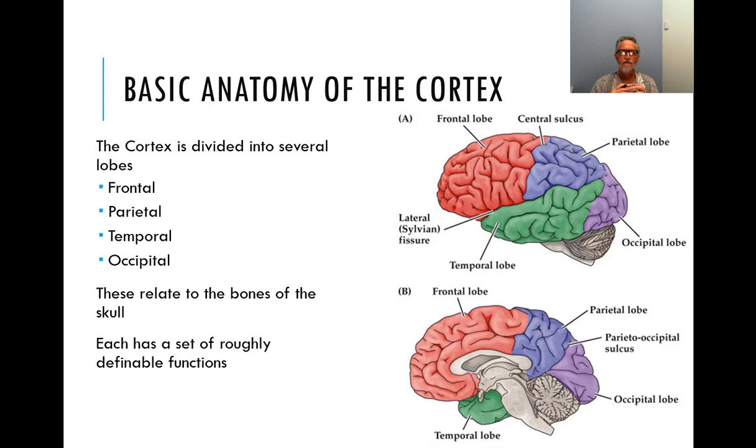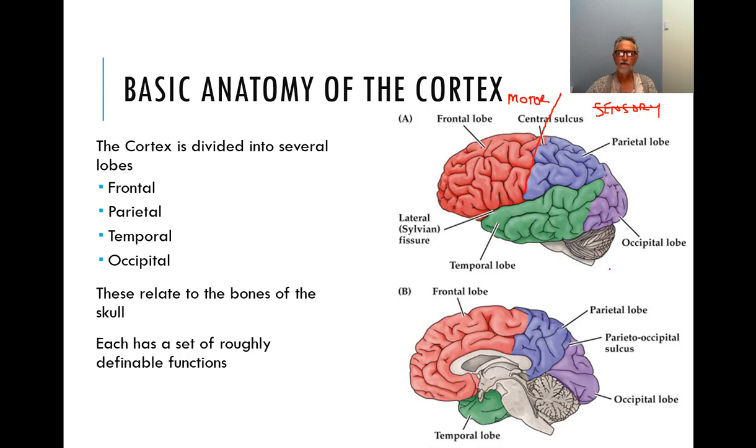Okay, as a preparation for Friday, basic anatomy of the cortex. It's divided into 4 main lobes related to the bones that they're close to. So the frontal lobe, the parietal lobe, the occipital lobe and the temporal lobe. They are generally fairly easy to distinguish. They have fairly definable sets of functions. So we could draw a line here and say motor is anterior and sensory is posterior. And then we have some complexities in the temporal lobe, but we'll talk about that as we go through.